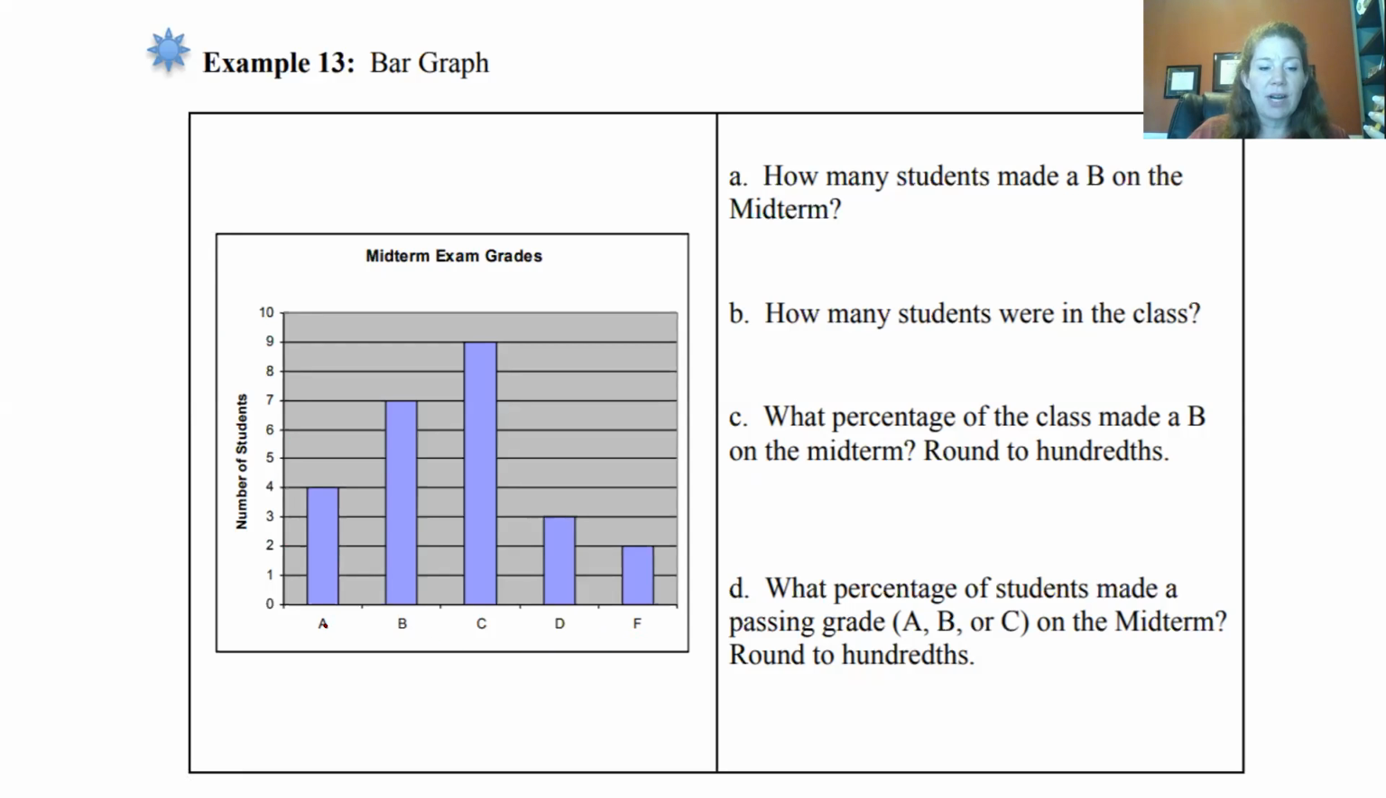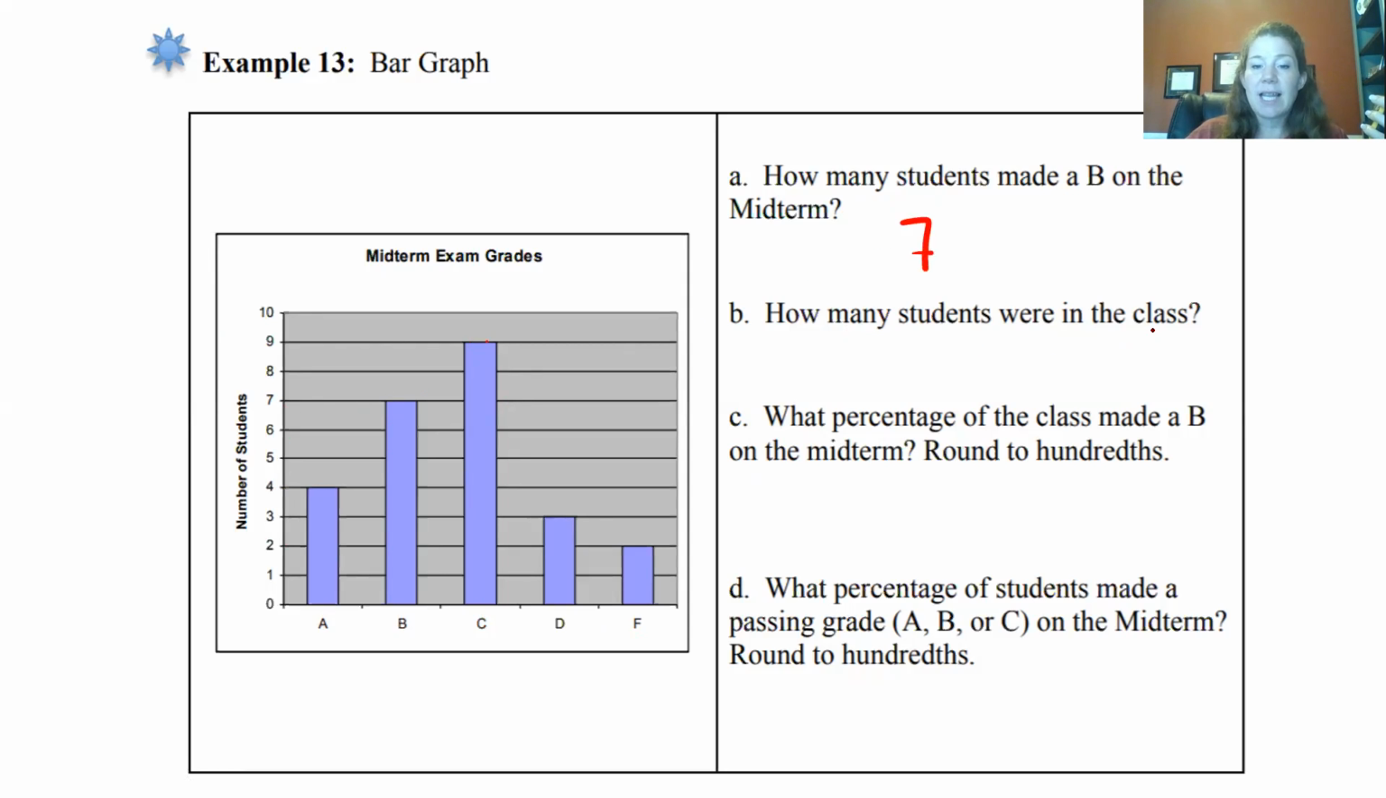If you look at this bar graph, it'll tell you that 4 students earned an A. What about a C? How many students earned a C? Well, that would be 9 students. So that's how you would read this. How many students made a B on the midterm? This many students earned a B, which would be 7.